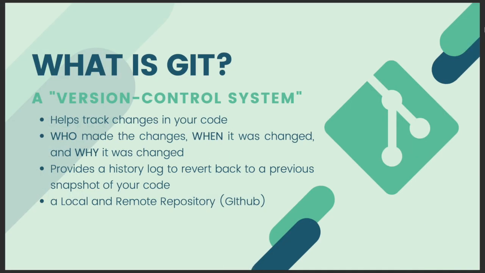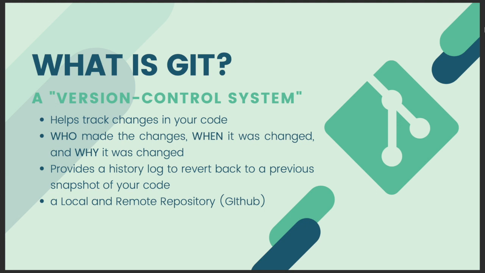So I'll be talking about what is Git exactly. So basically, it's a version control system. What exactly does that mean? It basically helps us track changes in your code. So like who made the changes, when it was changed, and why it was changed exactly.